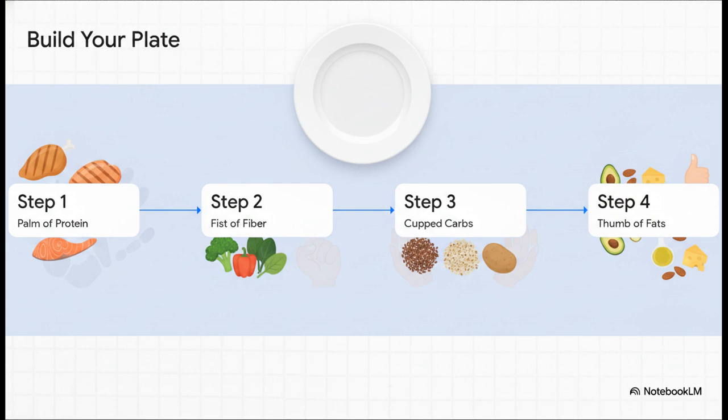Step 1, always start by placing a palm-sized portion of protein on the plate. Step 2, add a fist-sized portion of fiber-rich vegetables. Boom! You've now secured your metabolism boost and your satiety. Now that you've prioritized those protein and fiber needs, you manage the rest. Step 3, add a cupped handful of carbs for energy. And step 4, finish with just a thumb of fats for hormone health and flavor.